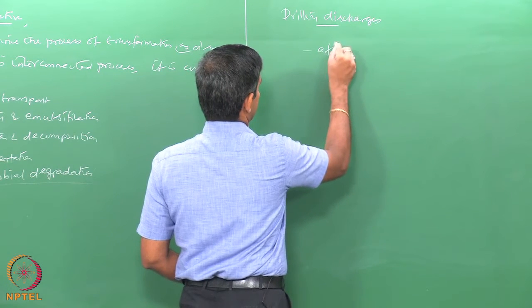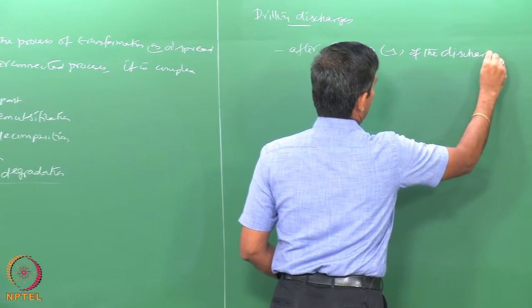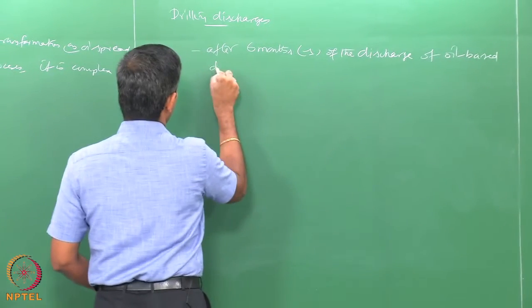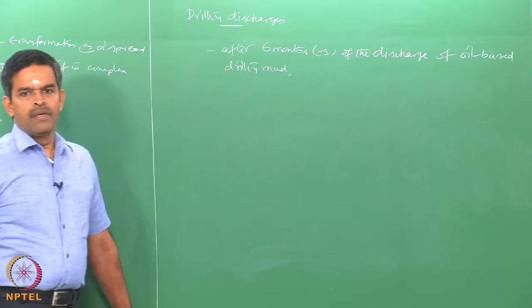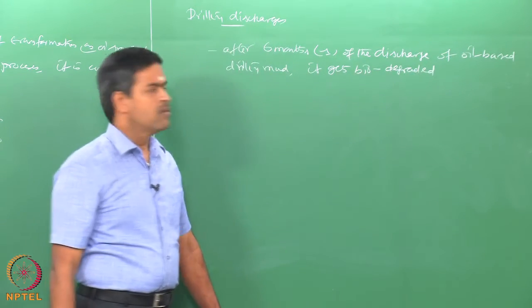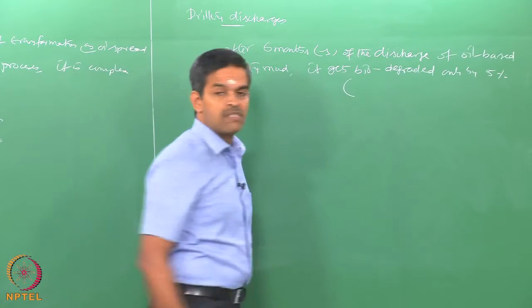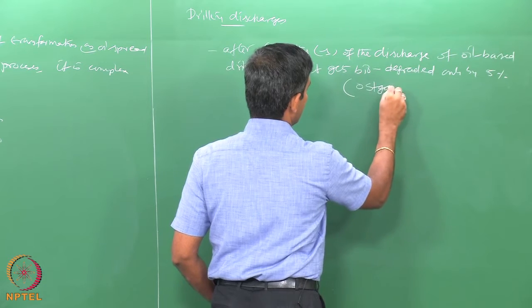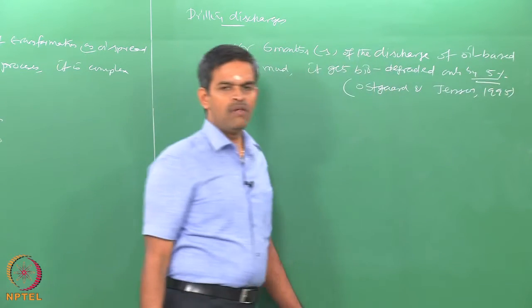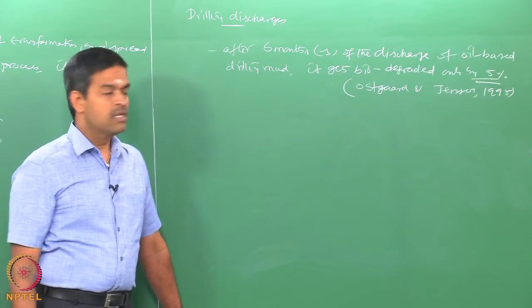After approximately 6 months of the discharge of the drilling mud, which essentially is oil waste, it gets biodegraded only by 5%, remaining 95% remain as it is. You can see this specific statement from Ostgaard and Jensen 1995. So, friends, only 5% gets biodegraded. The majority volume of the discharge of the drilling mud remains in the same state even after 6 months.